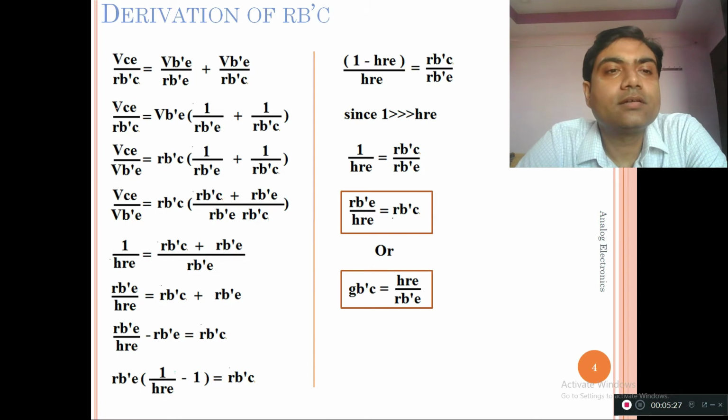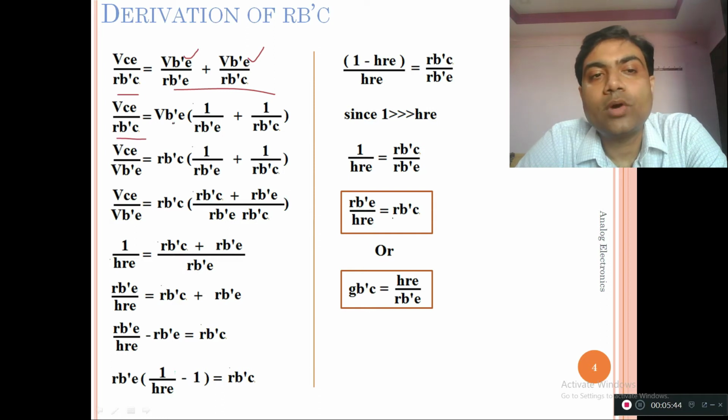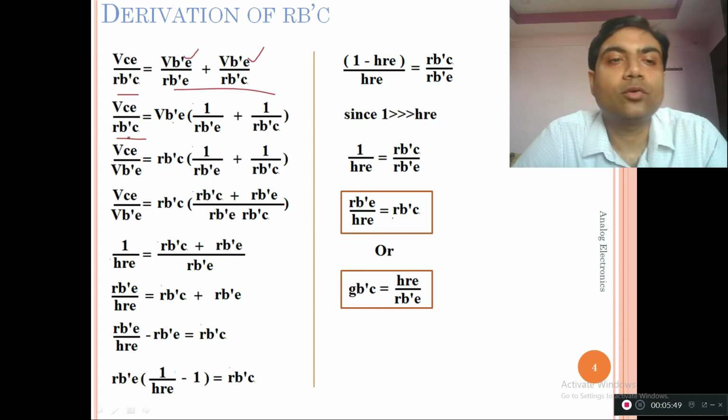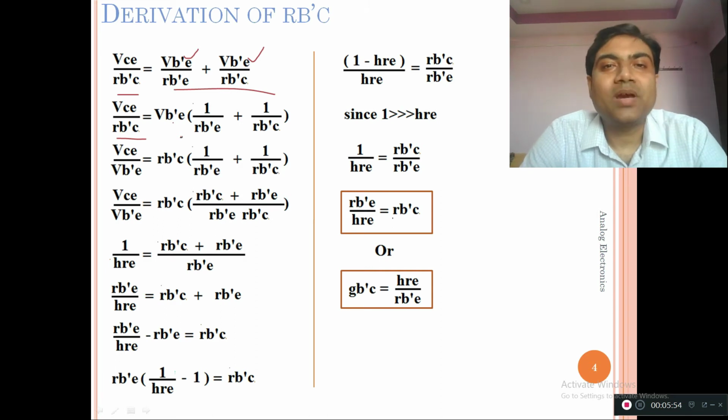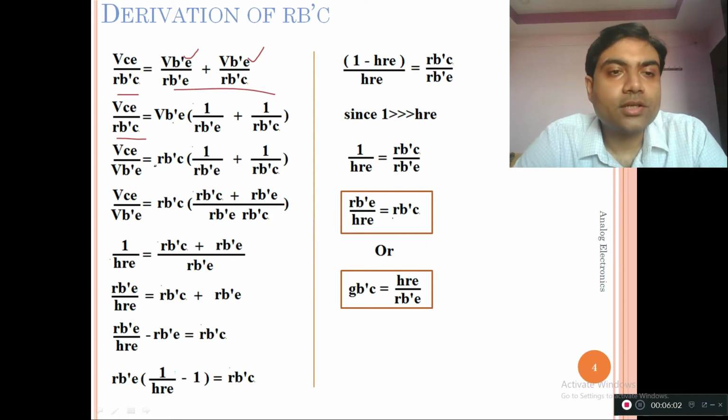Left hand side VCE upon RB'C, and in the right hand side we can see that VB'E is common. So we can put the VB'E outside the bracket, and here we can see that 1 upon RB'C and 1 upon RB'C is related with RB'C. So why am I putting this value of RB'C at the right hand side? Because I ultimately want to calculate the value of RB'C, and I am just dividing the parameters, the components at the two ends, because voltage at the one end and resistance at the one end. So VB'E comes out here, VCE upon VB'E, and RB'C goes here.